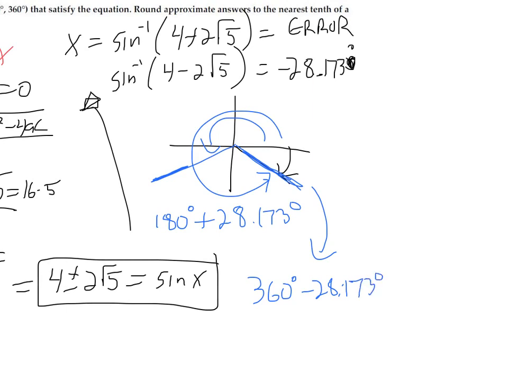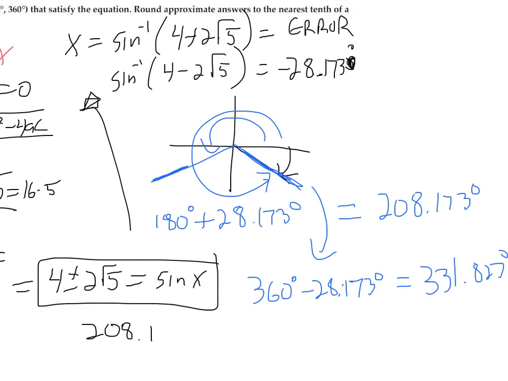So 180 plus 28.173 degrees, that would be 208.173 degrees, and 360 minus 28.173 degrees is 331.827 degrees. Now we can go to our nearest hundredth and have our final answers of 208.2 and 331.8.